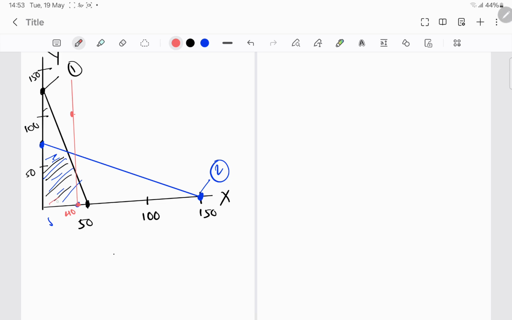So now you can see here, all three colored lines are here. So this is our feasible zone, I'm writing it here. Okay, how many points do we have in here?